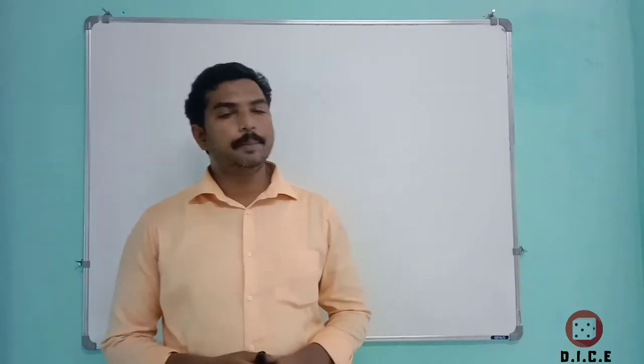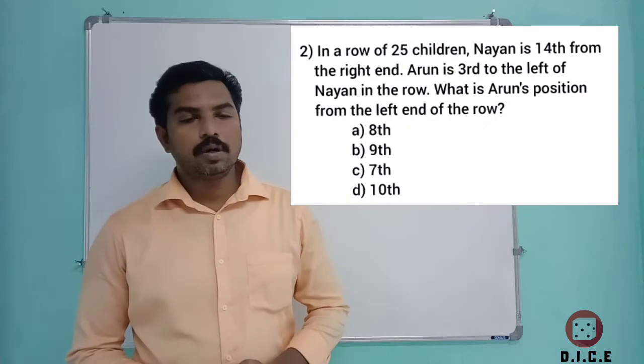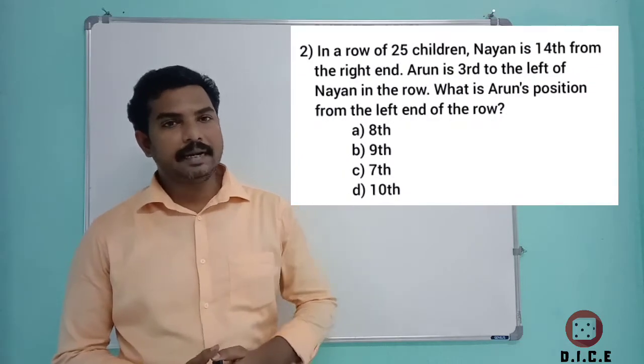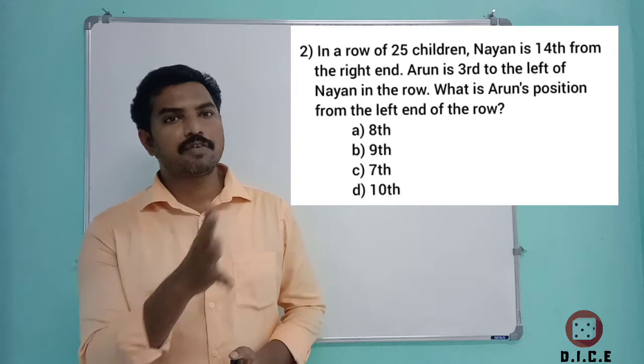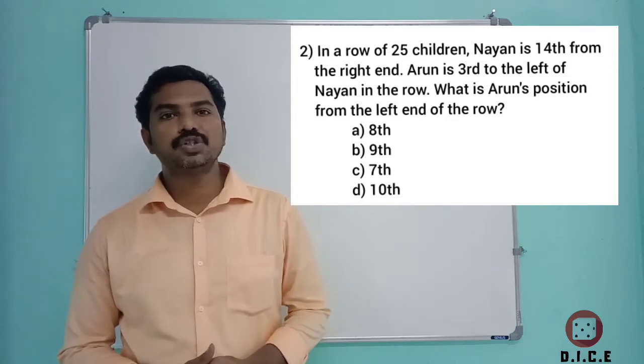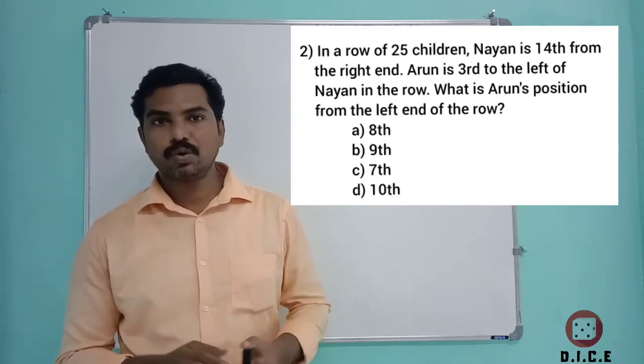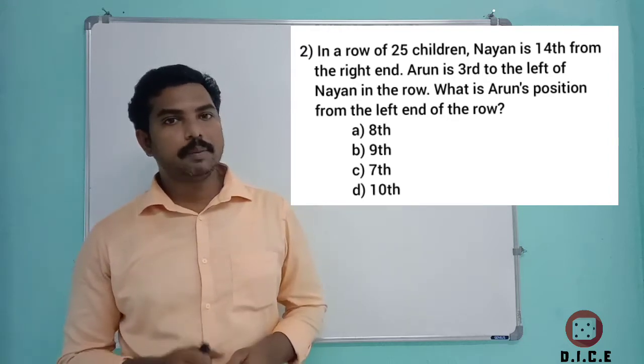Question number 2. In part 2, in a row of 25 children, 9 is 14th from the right hand and Arun is 3rd to the left of 9 in that row. I was asking what is the position of Arun from the left hand of the row. That is the question. You can simply read it and get the meaning of the question.